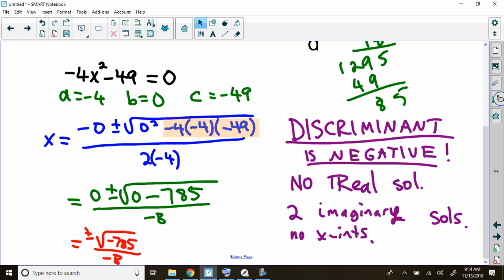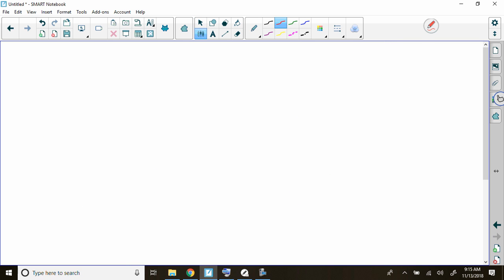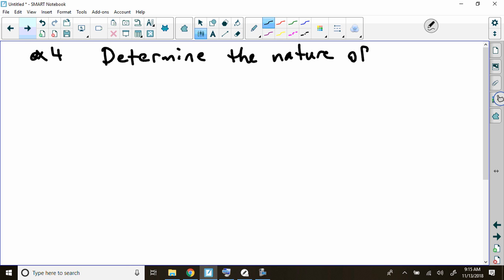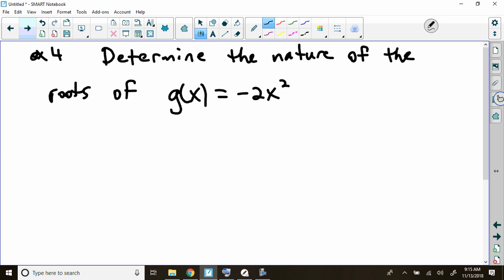How we doing? All right, makes sense? I think we might be able to get this dialed in with just the 4 examples like I promised in the beginning. So, last one, here it is. Example 4. Determine the nature of the roots of g of x equals negative 2x squared plus 5x minus 4.